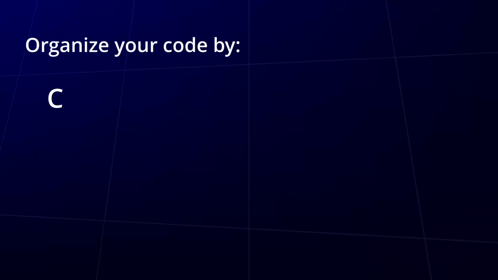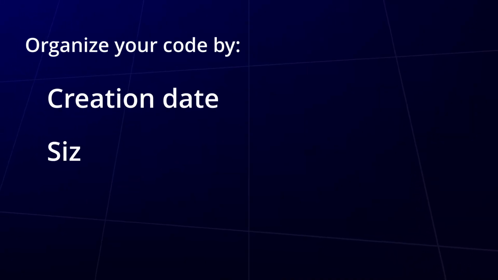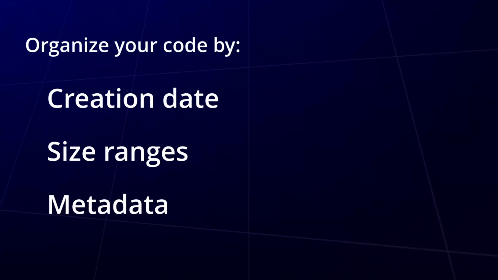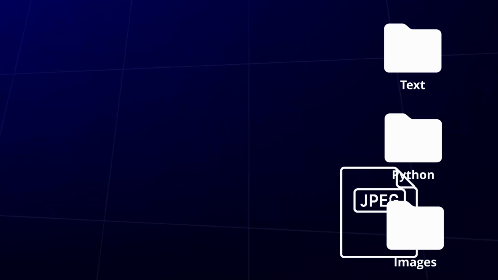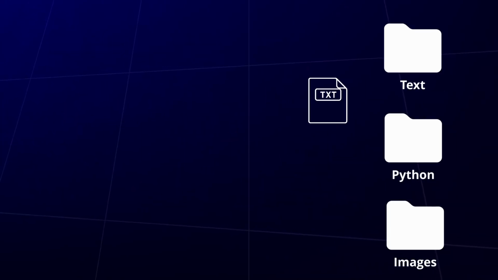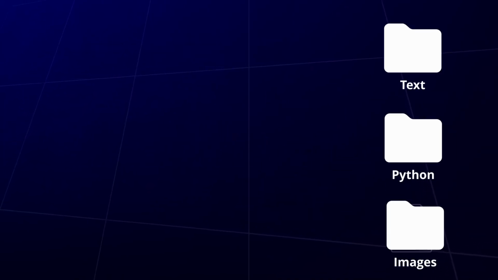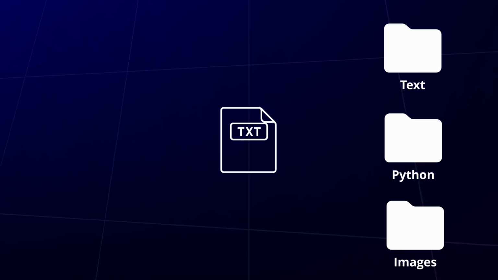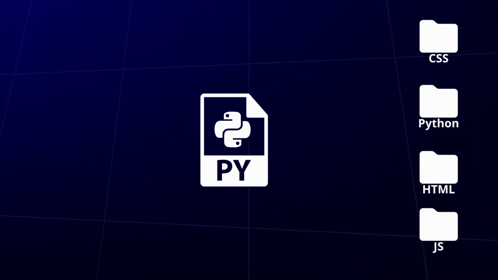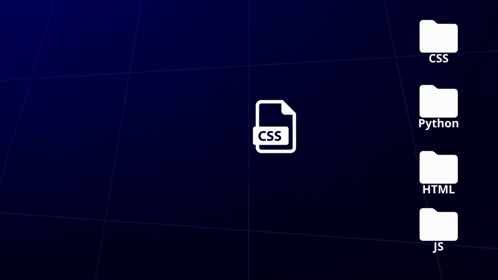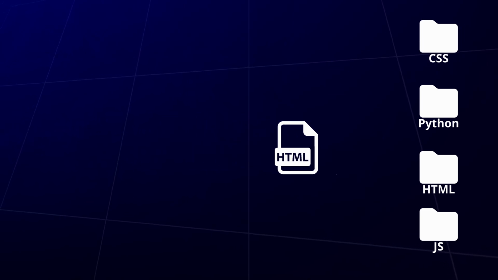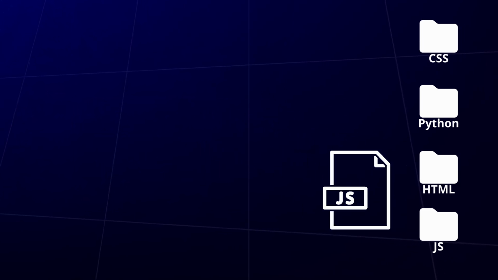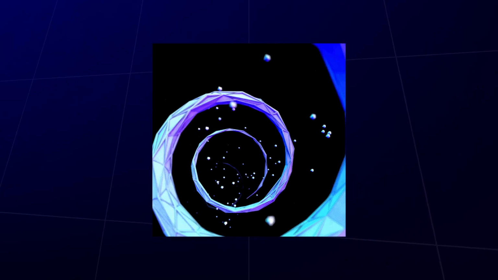Experiment with organizing files by creation date, size ranges, or even metadata. You might implement real-time monitoring to sort new files automatically or archive older files to keep things tidy. And if you're dealing with loads of code or image files, consider grouping them logically instead of creating a separate folder for each type. The possibilities are truly endless.